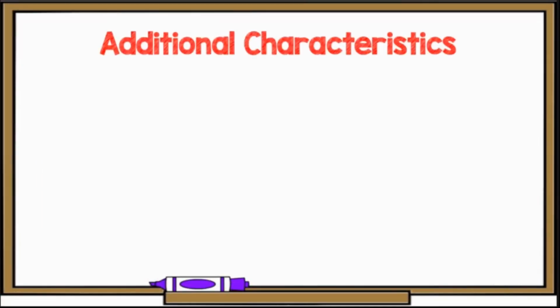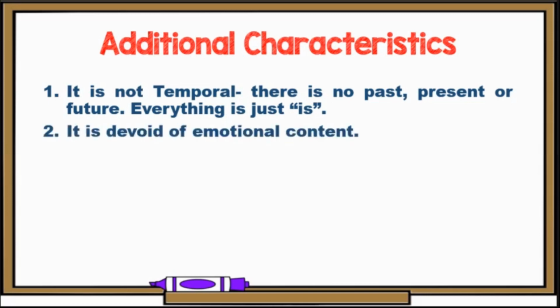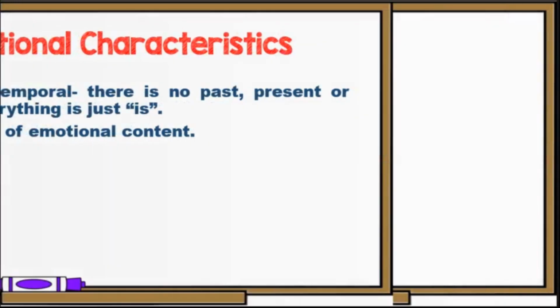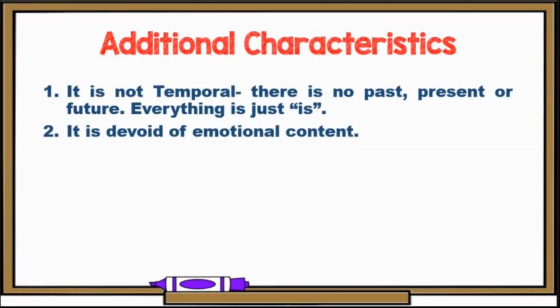Aside from the 3 characteristics that we mentioned earlier, we have 2 more characteristics. Mathematics language is not temporal. There is no past, no present, or future. Everything is just is. And it is devoid of emotional content. Walang emosyon ang mathematics. That's the beauty of mathematics, I think. Hindi siya dependent on other external factors.